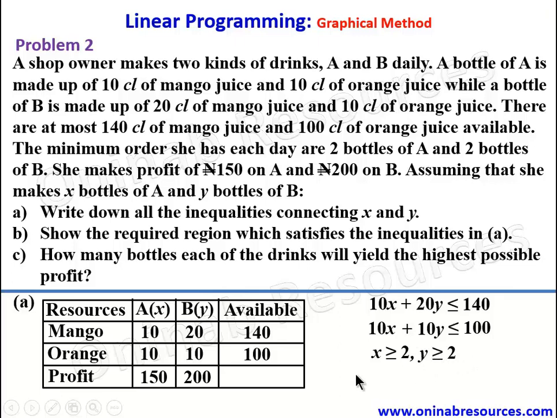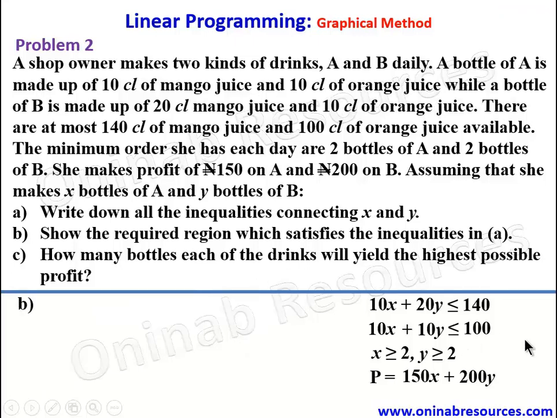Then for our objective function, we are going to have 150x plus 200y. This is the objective function, and these are the constraints. It is these constraints we are going to use to draw our graph, and that will take us to part B of the problem.